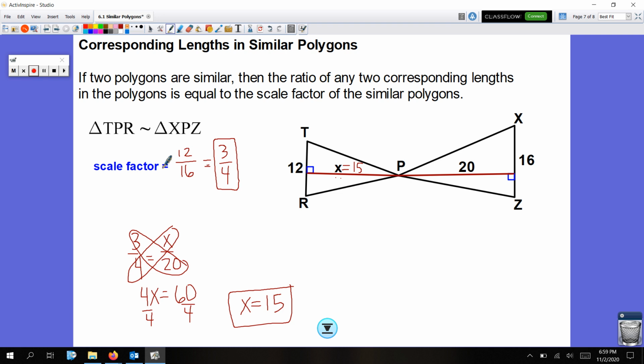All right, it's really important that you know how to find the scale factor and that you reduce it and then use that to set up a proportion to solve any missing side or height.